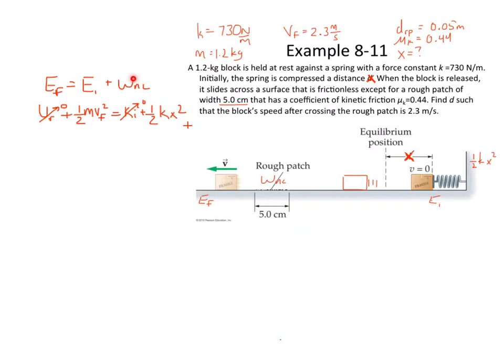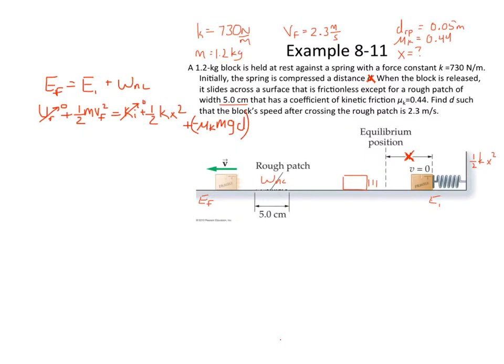But we need to account for the non-conservative work that is done. So the non-conservative work that friction does right here is going to be what? Well, it's going to be mu k times mg, our friction force, times the distance. That's why I changed this 5 centimeters to a distance right here. That's the work that the friction does. And of course, friction is always negative, so I'm going to put a little minus sign right there. That accounts for our non-conservative work that friction does.